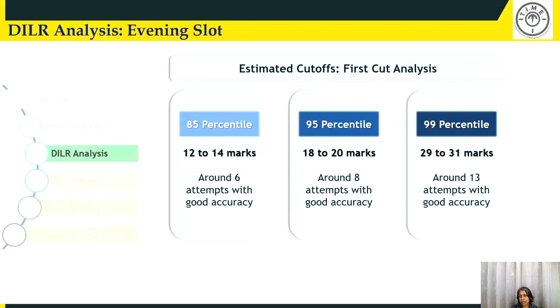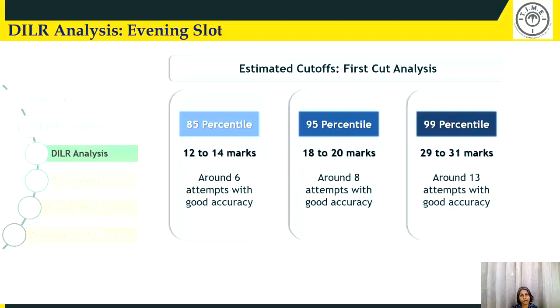And if you are able to do 2 sets completely, and the good thing about DILR this year also was that if you got the logic right, you could be fairly confident that your answers are correct, because you could always cross check and see whether your answers are satisfying the conditions given in the caselet. So if you are able to do 2 caselets completely, that is around 8 to 10 attempts with good accuracy, then that is around 18 to 20 marks, a really good performance with 95 percentile.